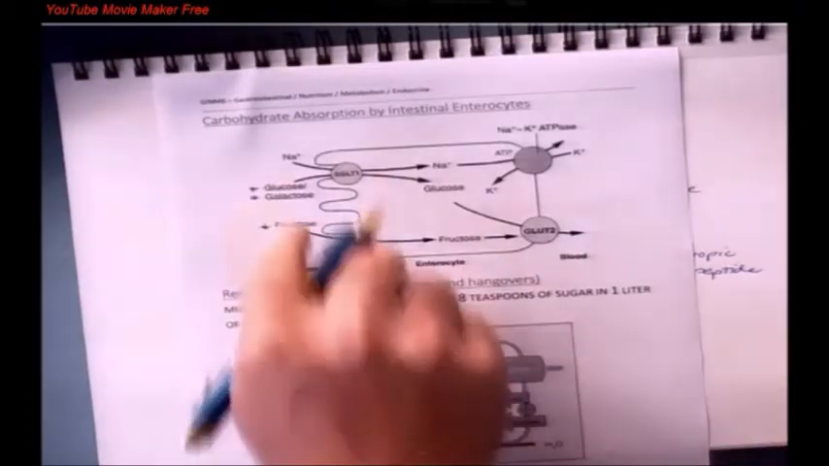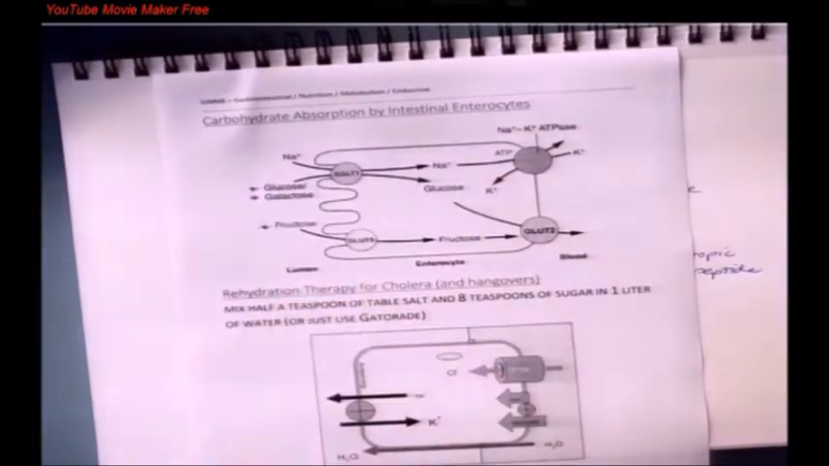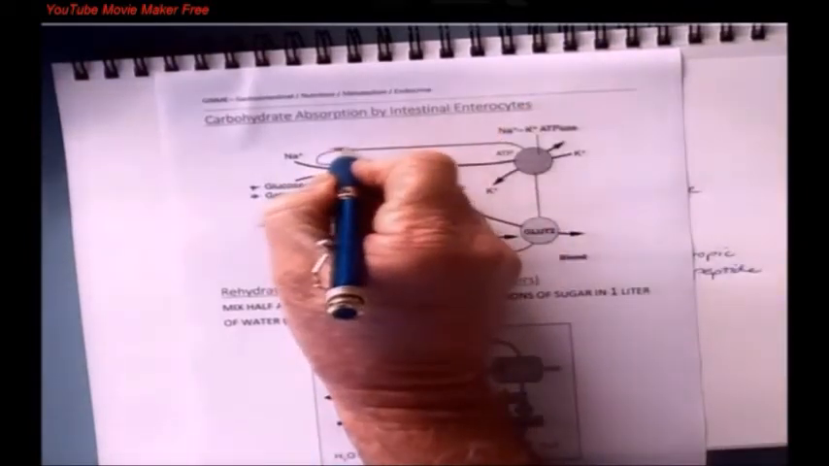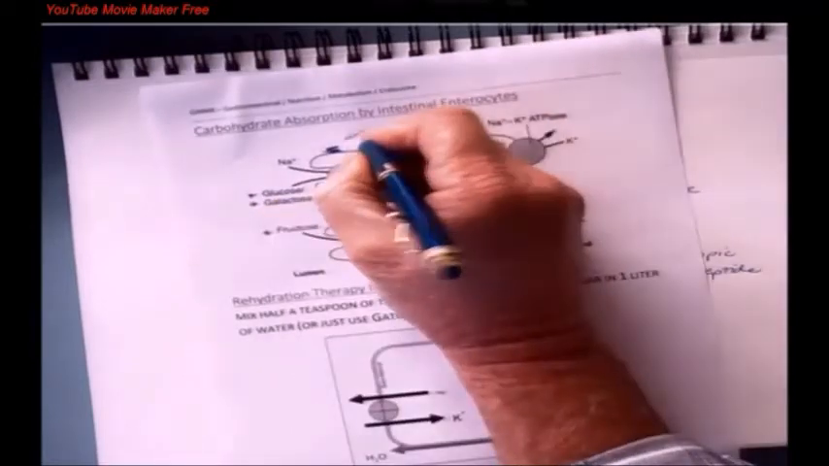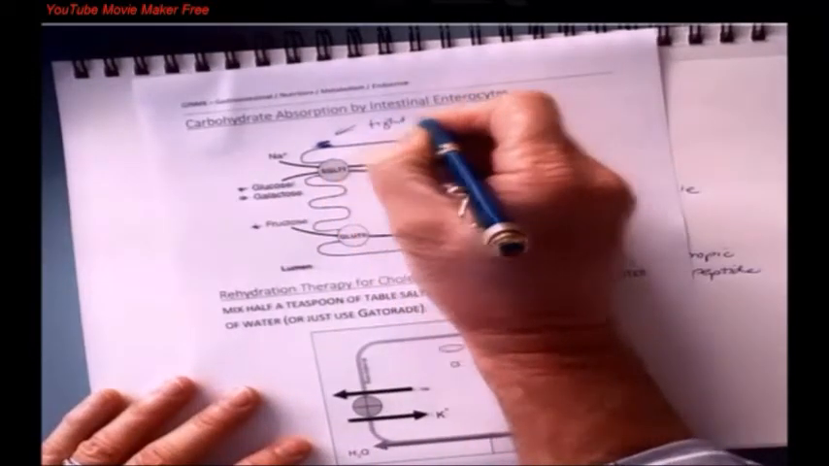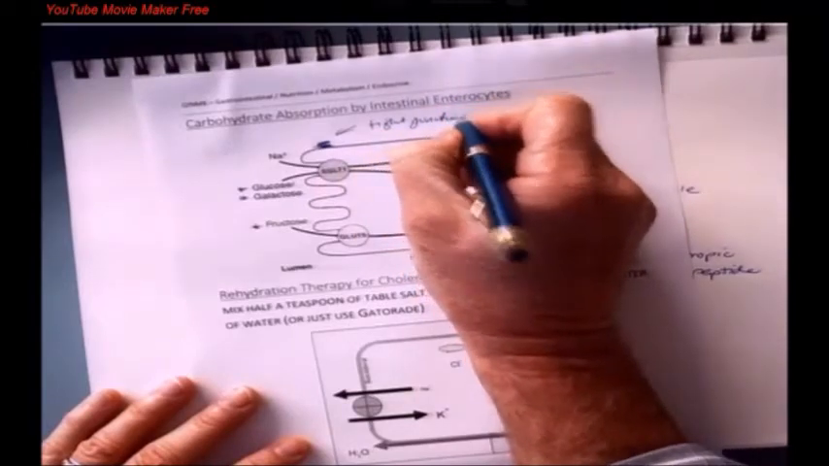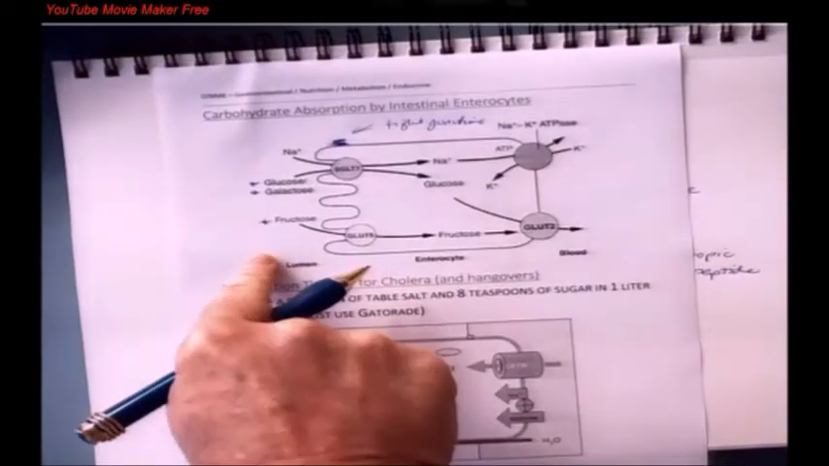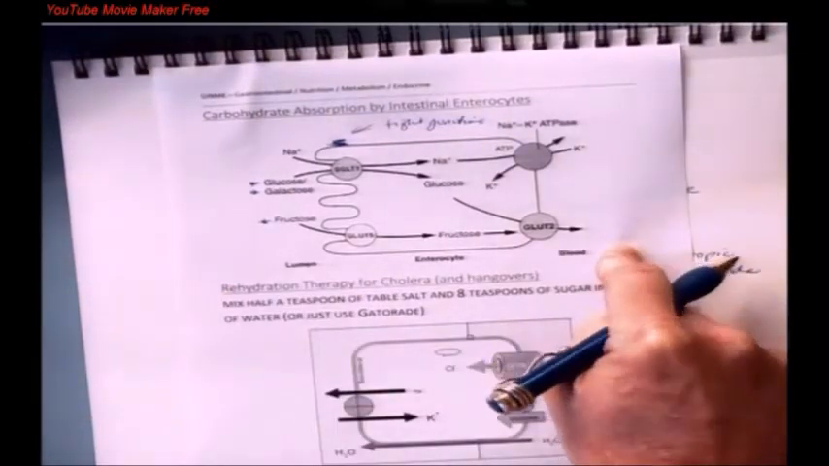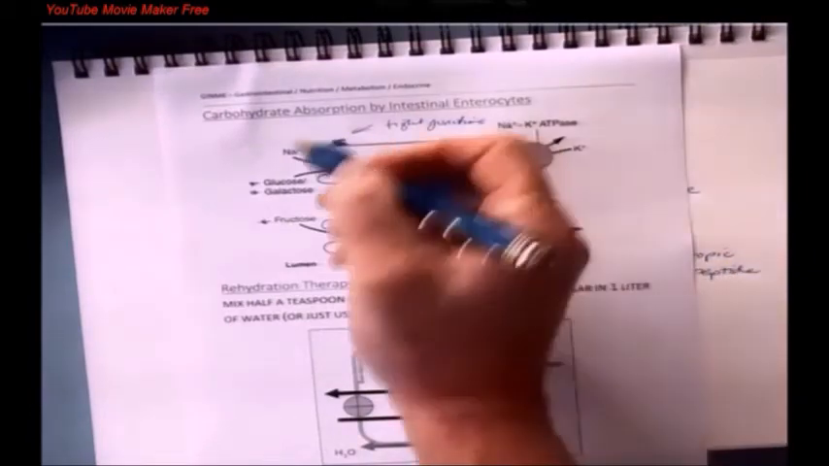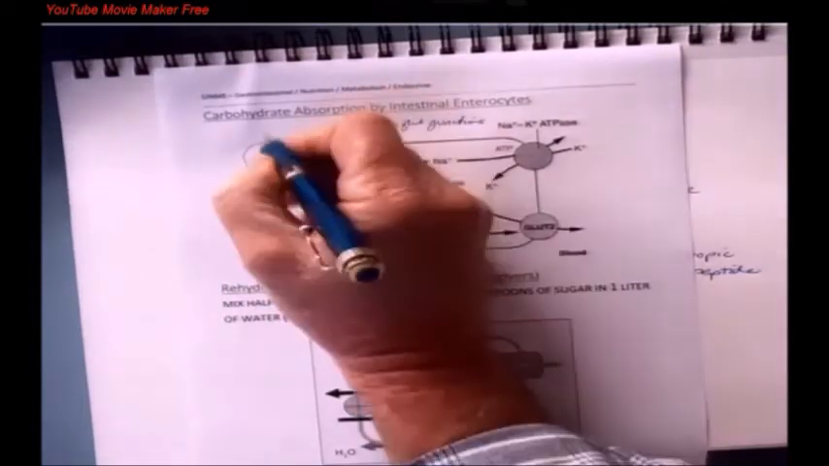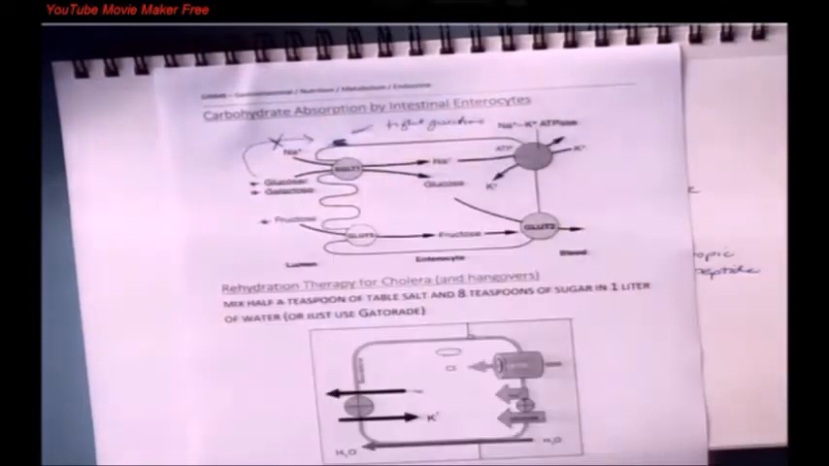Here's our lumen of the intestine. So now we have to take these up into the body. Remember, on each one of these intestinal epithelial cells, we have tight junctions that form that impenetrable barrier between the lumen of the gut and the inside of the body. So that means that none of these monosaccharides are able to penetrate by what is called paracellular transport. They have to undergo regulated transport.